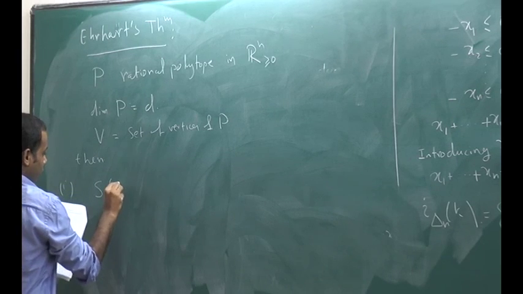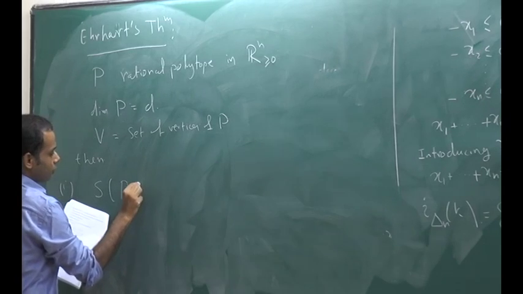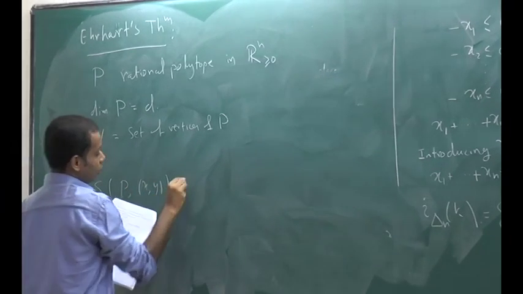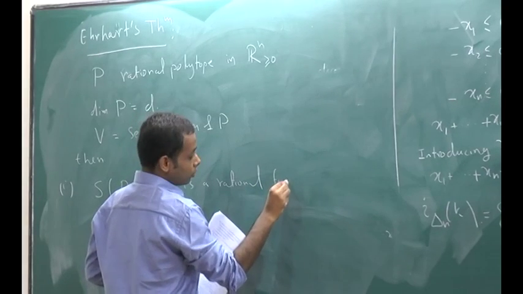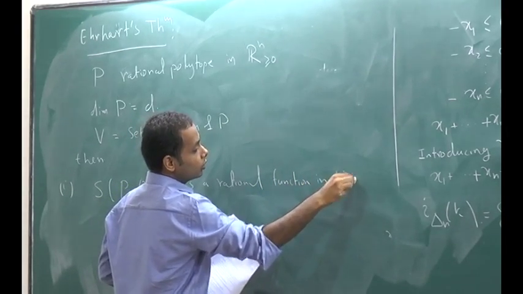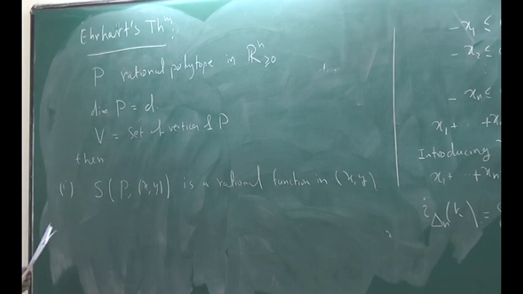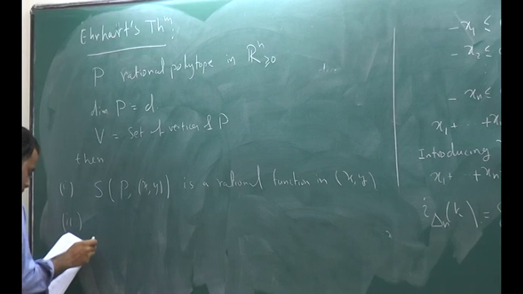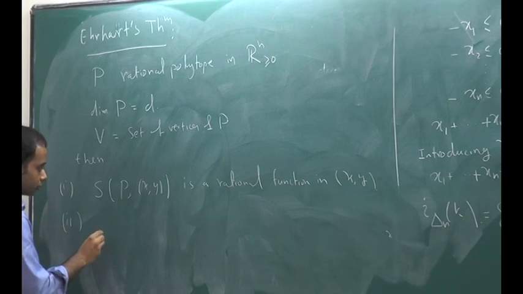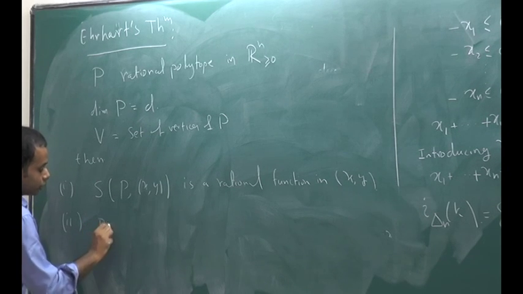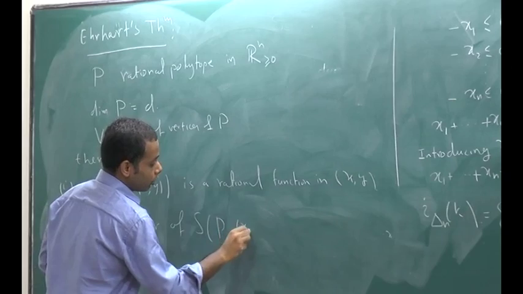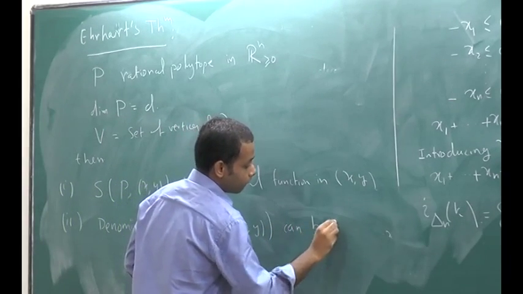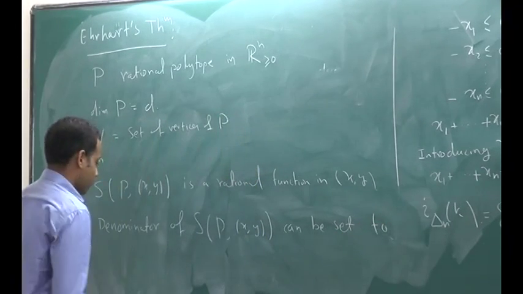S_P(x, y) is a rational function in x and y. So I have a ratio of two polynomials in x1 to xn and y. Second, the denominator of S_P(x, y) can be set to be a product.